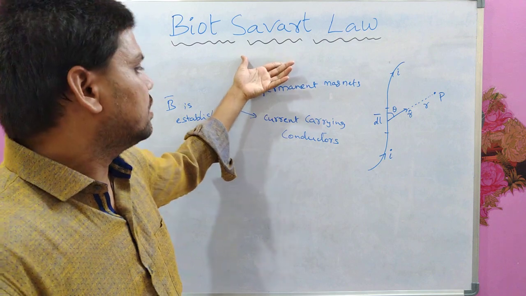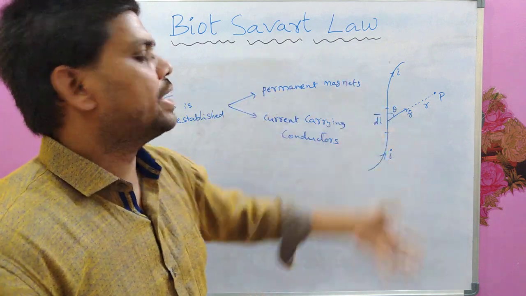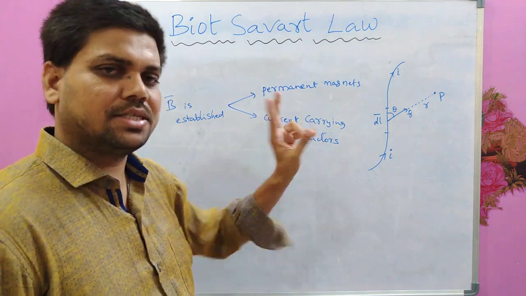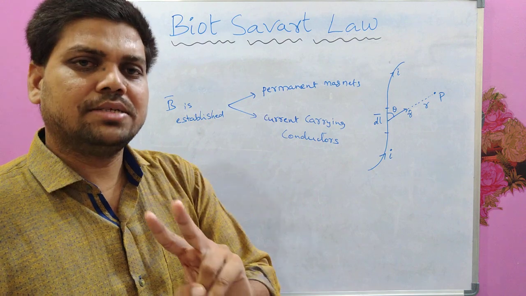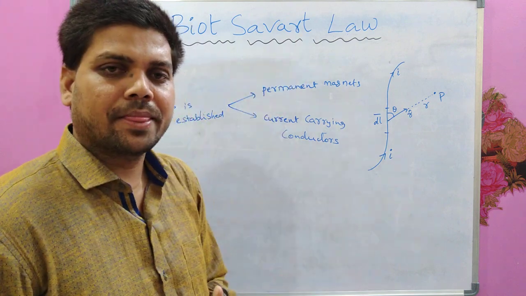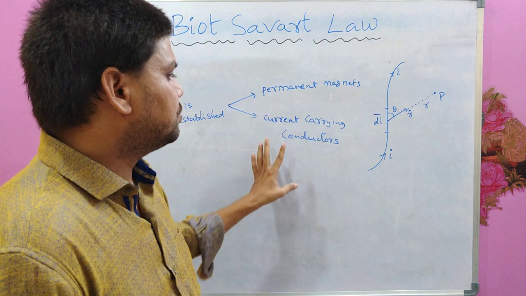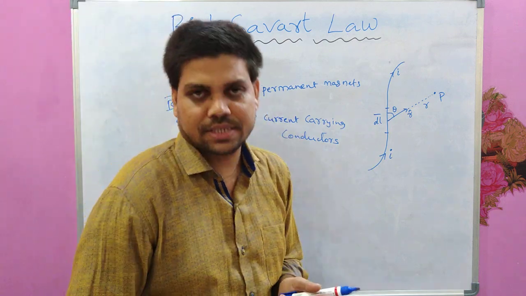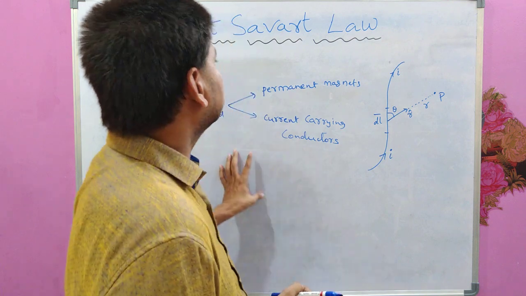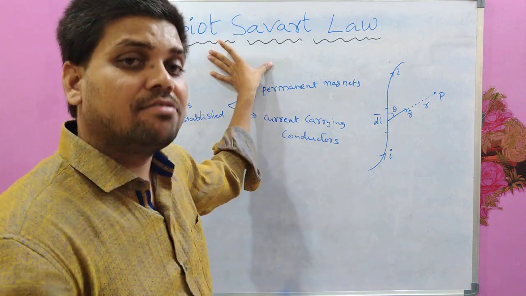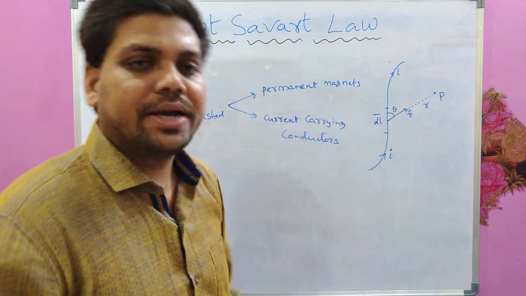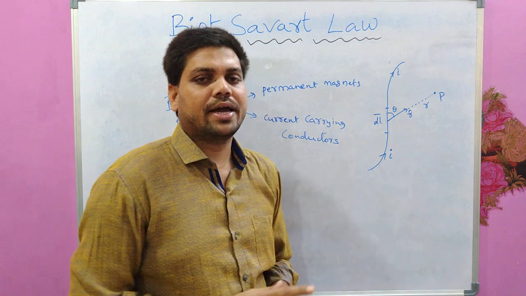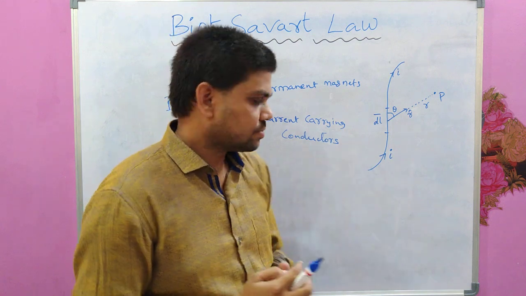Actually, in magnetics, we can measure the magnetic field which was produced by current carrying conductors in two ways. One is by using Biot-Savart law and the other one is by using Ampere's law. So we will see Ampere's law in the next lecture. But as of now, let us confine to Biot-Savart law and how it is useful to find out the magnetic field produced at a point nearby the current carrying wire or conductor.